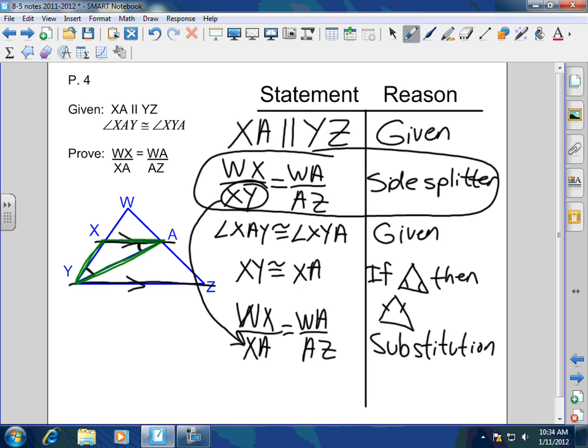Okay? So again, if you didn't want to go this route, you would have had to have proven somehow that XWA was similar to WYZ. Then you could have WX to XA is equal to WA to AZ. But that's going to be a mission. So stick to what I had said before. Please. Does that make sense?